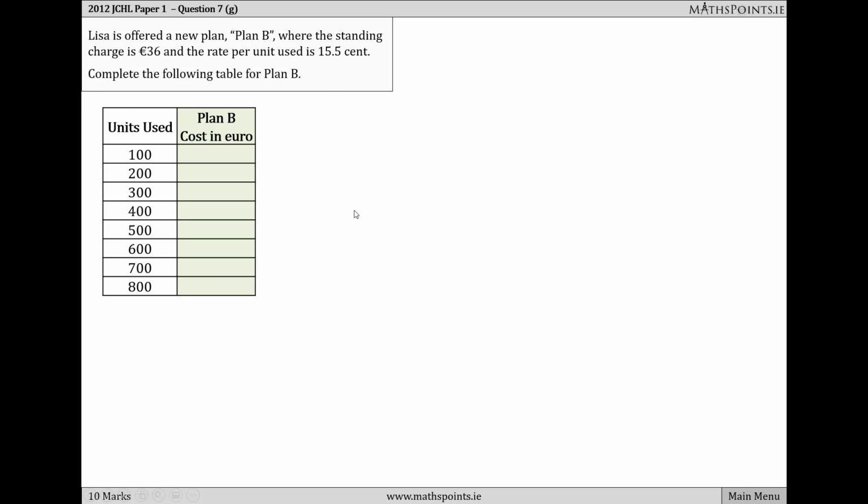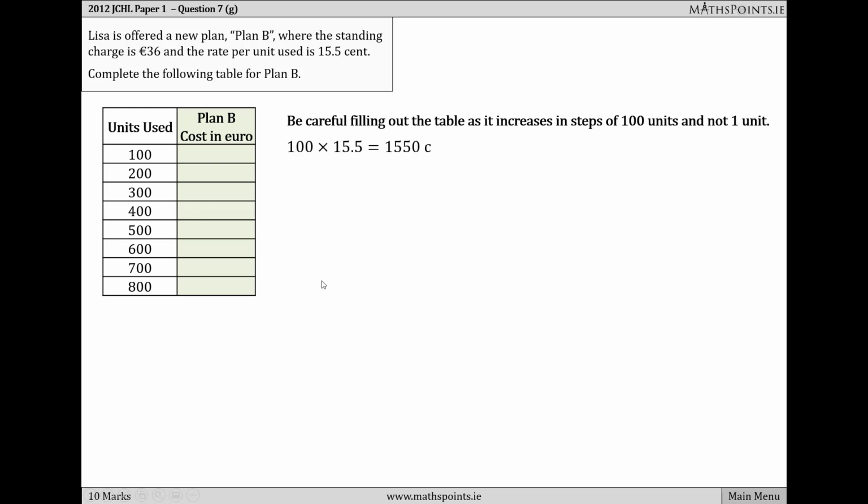The first thing we need to do is calculate the increased cost per 100 units used, rather than 1 unit. 1 unit is 15.5 cents, but for every 100 units used, it's 1,550 cents, and we'll convert that to euros so that we can add it to the standing charge.